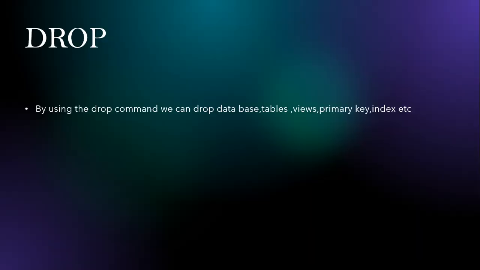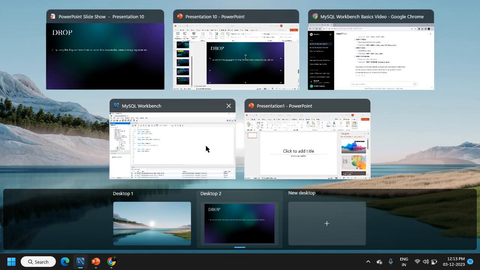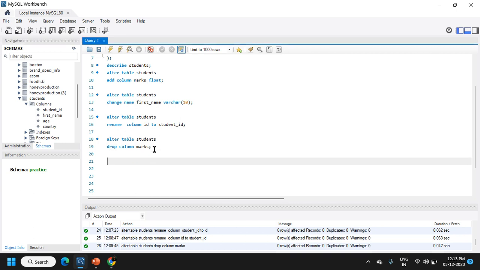Then last we have the drop command in the data definition language. So drop is to delete the table or drop the database. We can drop the index or primary key by using this drop command. So let's see in the workbench what we can do by using drop. If I want to drop any table, I will use drop table, the name of the table that I just created, that is student.